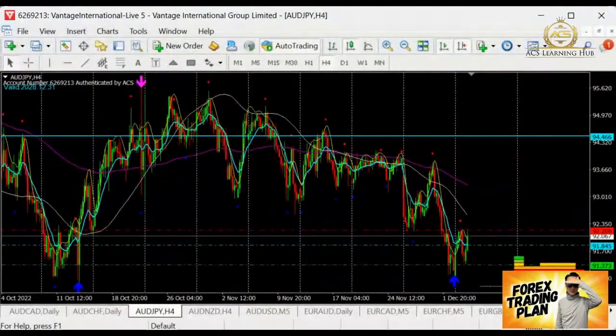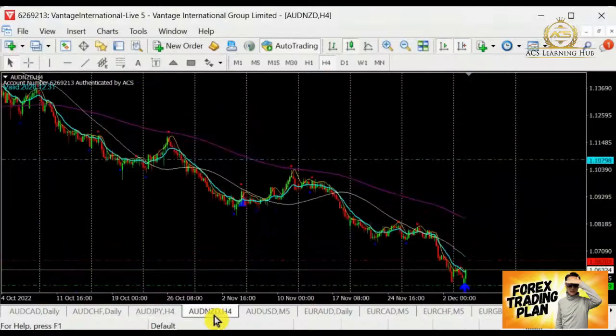Okay, let's see. We are in the bear, correct? We are in the bear. So tentatively, I'm going to put this Aussie yen in the watch list. All right, okay, so next to go, Aussie Kiwi.